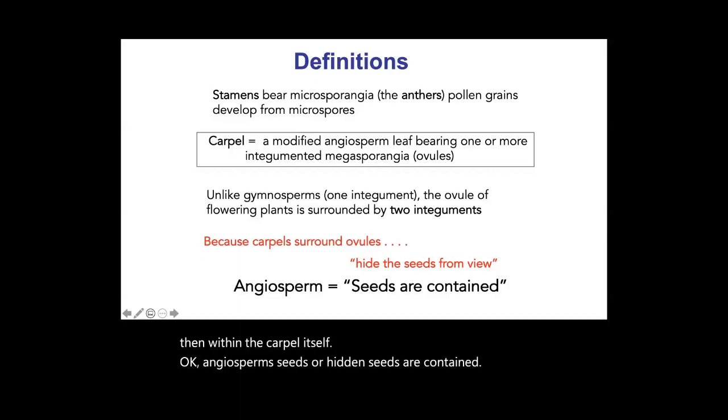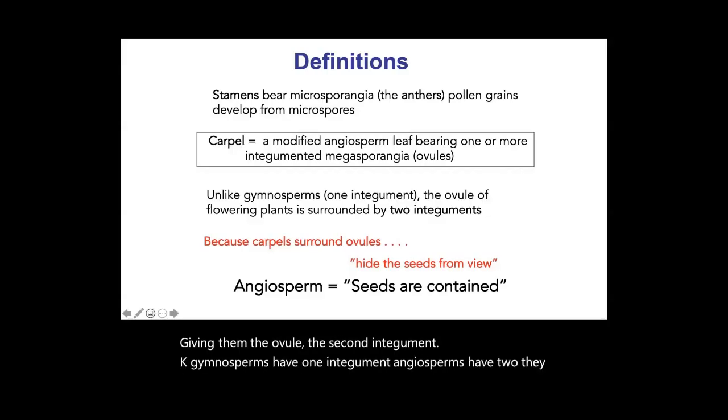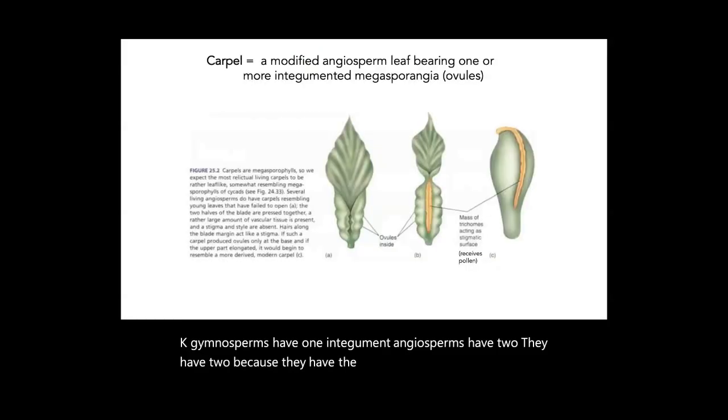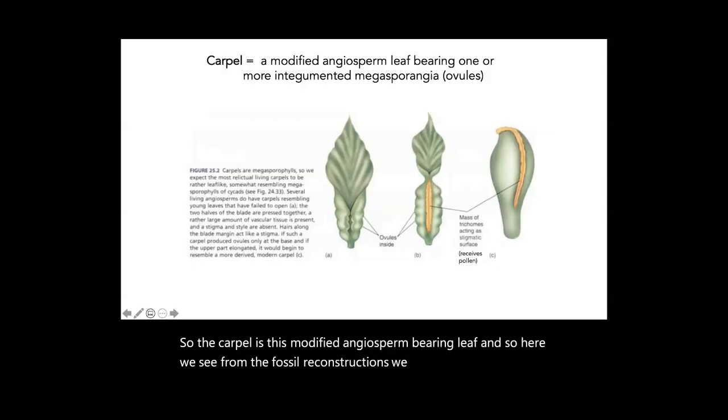All right, so memorize the carpel. The carpel is a modified angiosperm leaf that is wrapping around the inside integumented megasporangia, or the ovules, giving the ovule the second integument. Okay, gymnosperms have one integument, angiosperms have two. They have two because they have the carpel. Okay, so the carpel is this modified angiosperm ovule-bearing leaf. And so here we see from the fossil reconstructions, we can see on the inside, here's where the ovules are.